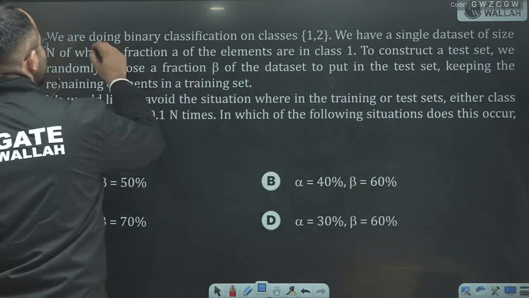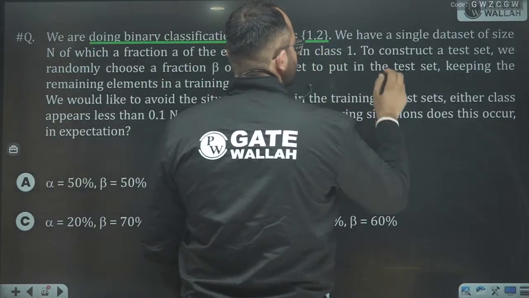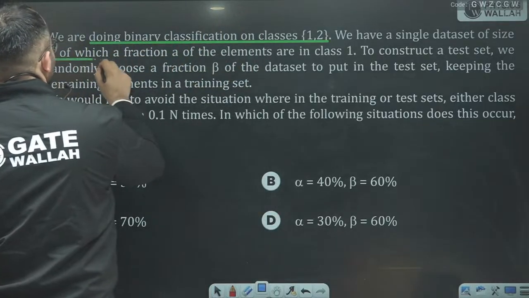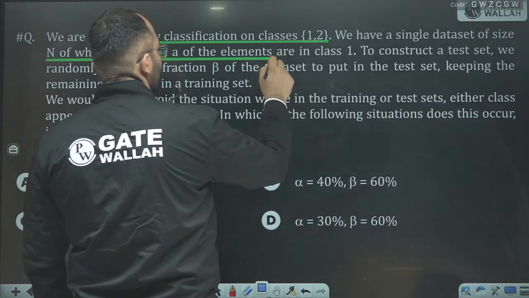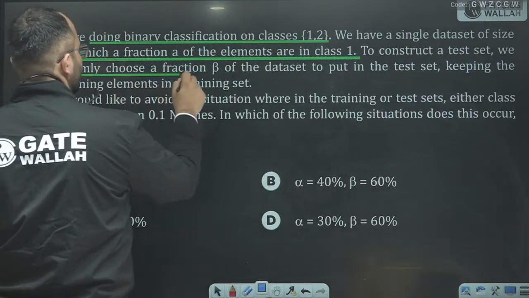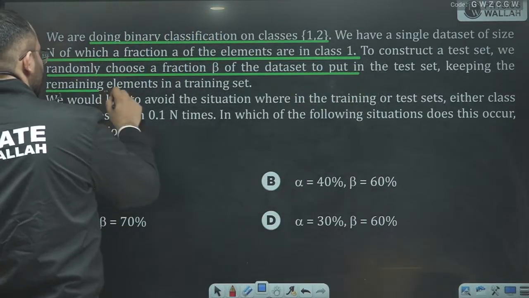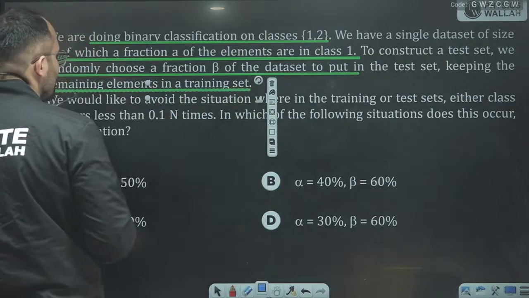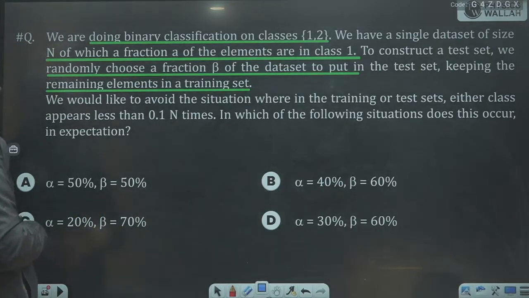Now we are doing binary classification on the class 1 and 2. We have a single data set of size n, of which a fraction of the elements are in class 1. To construct the test set, we randomly choose a fraction beta of the data set to put in the test set, keeping remaining elements in the training set. We would like to avoid the situation wherein in training or the test set either class appears less than 0.1 n times. In which of the following situations does this occur in expectation?